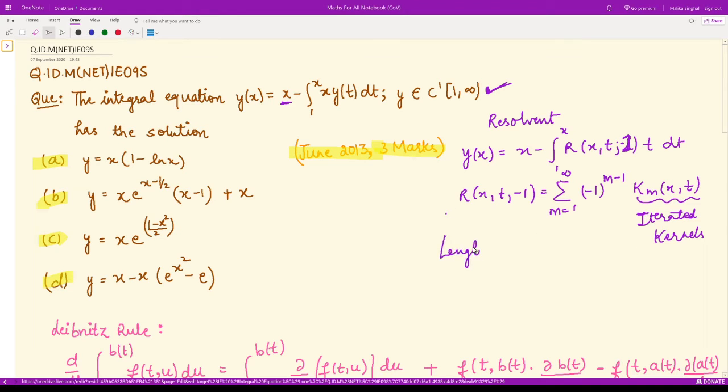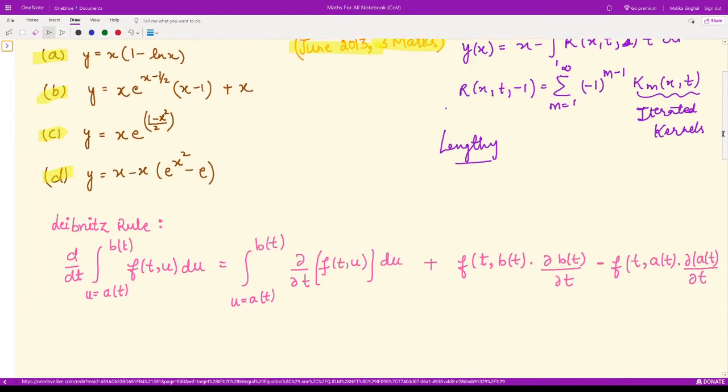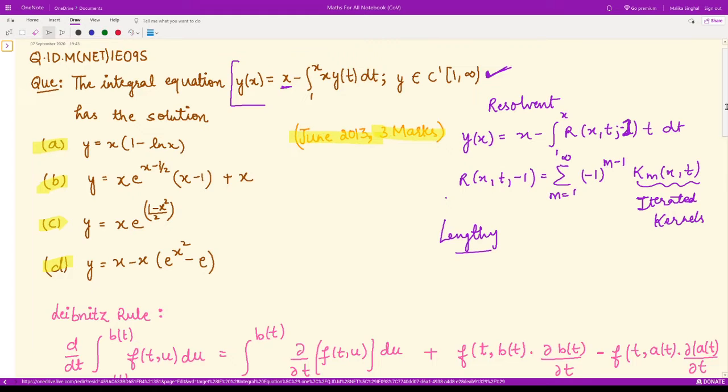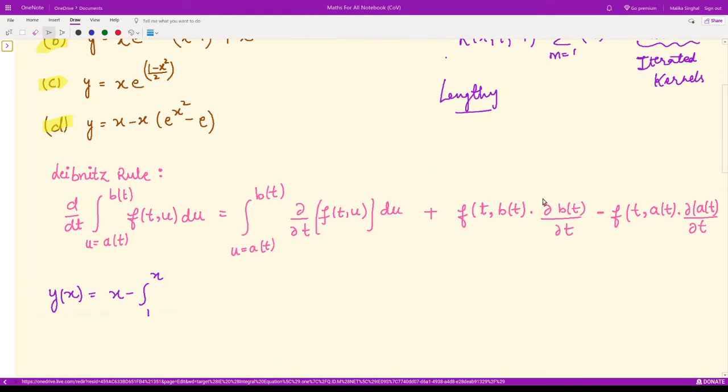But for exam purposes, we need something else that would give us quick solutions. So this is the given Volterra equation. We can convert this equation into the corresponding differential equation. So our equation is given to be y of x is equal to x minus integration 1 to x of x into y of t dt.